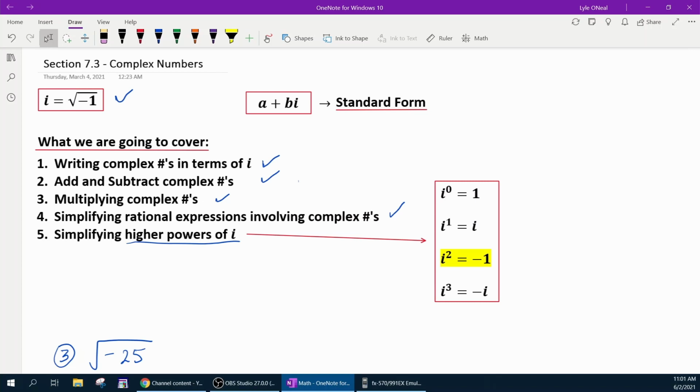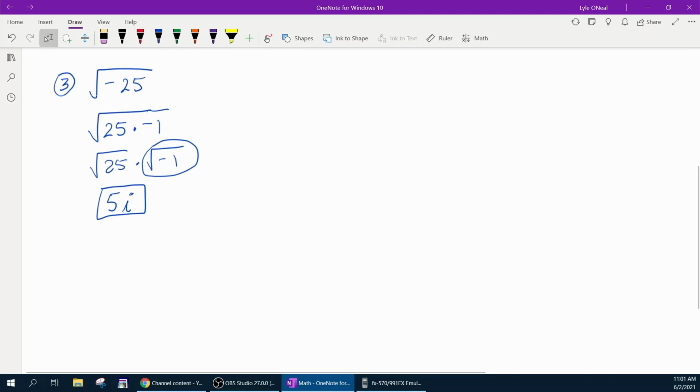Alright, so now that we know that the square root of negative 1 is I, focusing on this first objective, writing complex numbers in terms of I, we've already done one example. Let's try another example. So for number 9 here, they want us to simplify completely. It says to write the number in terms of I. And the first thing that I want to do is I want to rewrite this as 98 times negative 1. And then we know the square root of negative 1 is where I comes from.